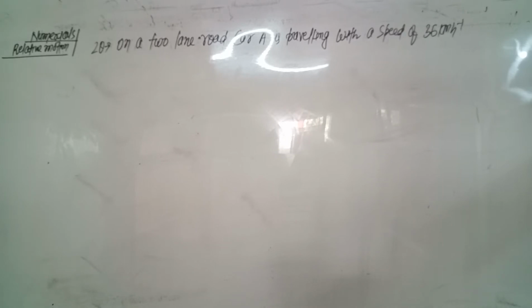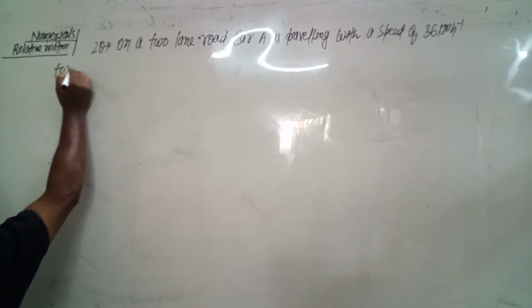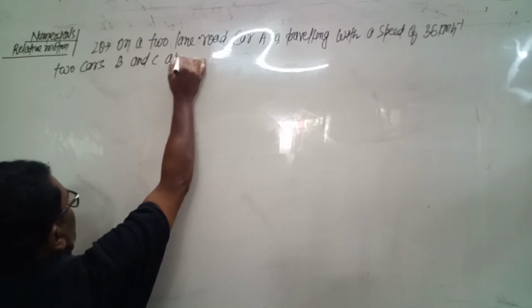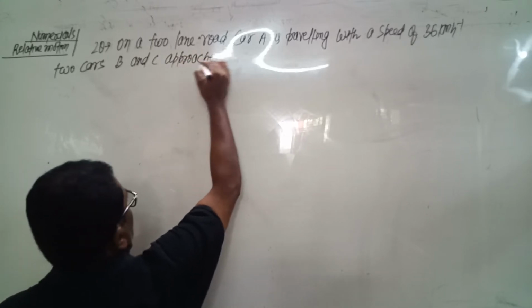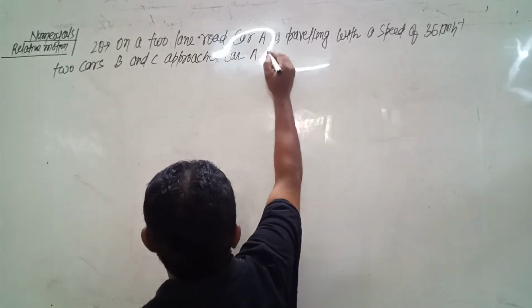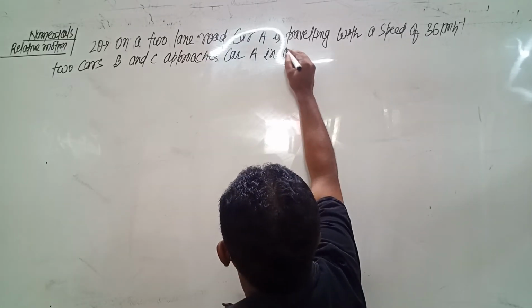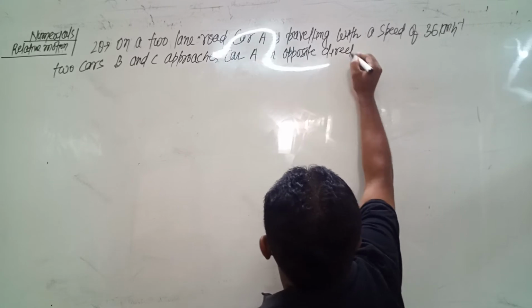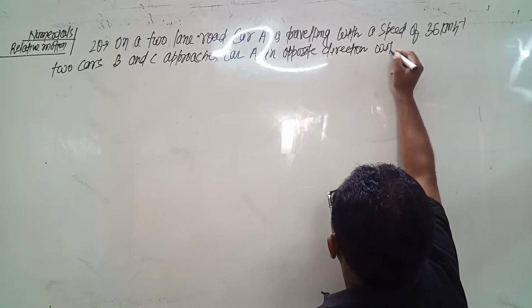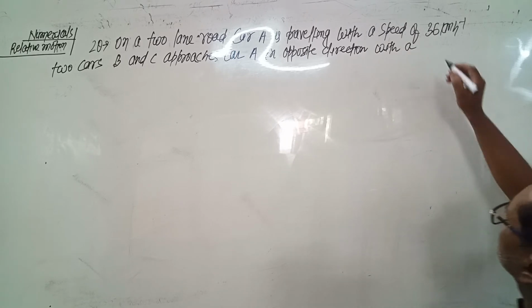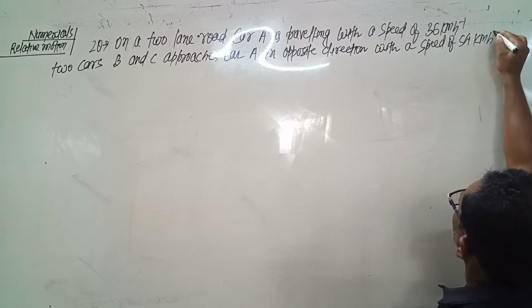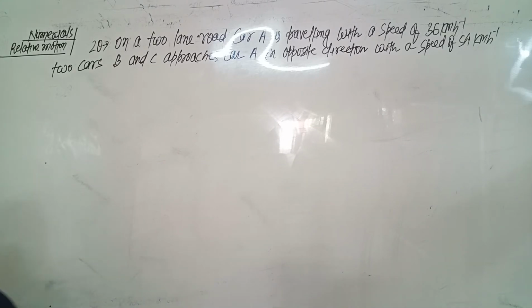Two cars B and C approach car A in the opposite direction with a speed of 54 km per hour.